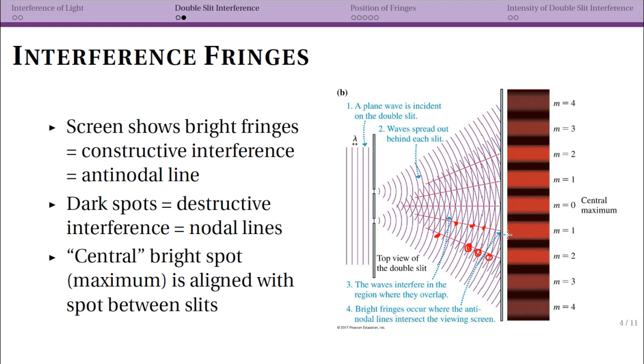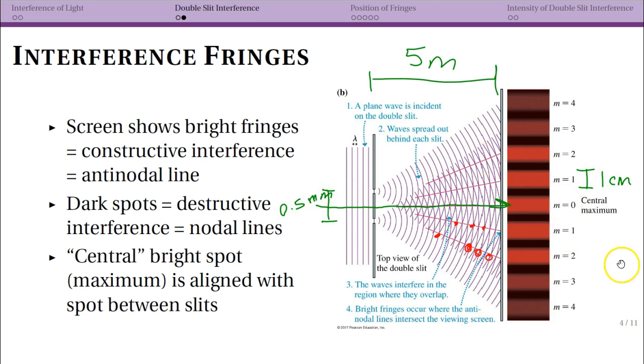One other piece of terminology that's really important is what we mean by the central maximum. The central maximum is the one that is straight forward from the middle point between the two slits. It doesn't necessarily align with either slit, it aligns with the point in between them. And remember that this isn't to scale: this distance might be half a millimeter, and this distance might be 5 meters, so over here we might be talking about 1 centimeter. So please remember this picture isn't actually to scale. But the central maximum is the point right in between.